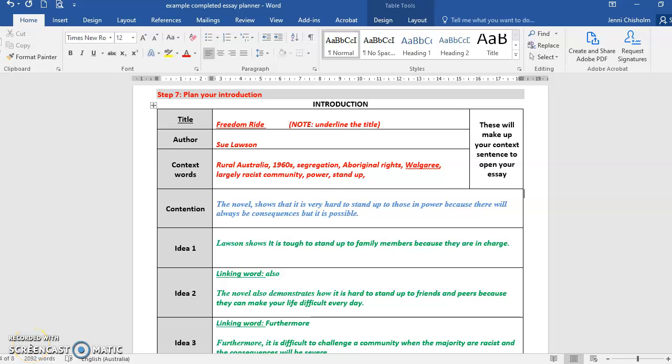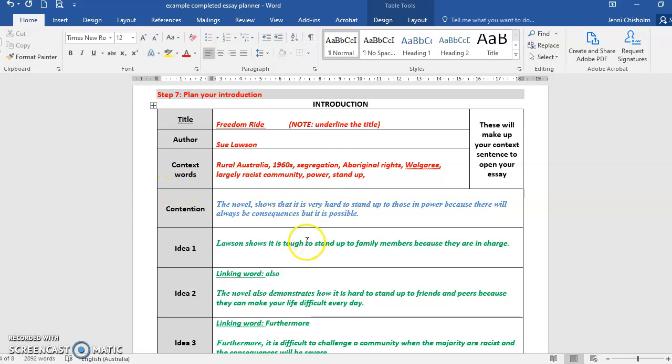Hi, Year 9. Okay, it's time to start writing your essay now. So you should have your planner pretty much all completed. Just going to go through a brief explanation of how to put everything together now from your planner into your essay. So on the screen, you'll see that I've got the example planner that I put on Compass for you.